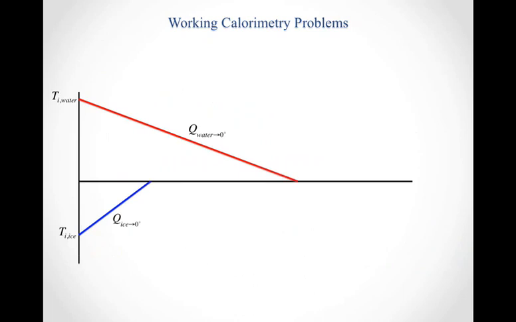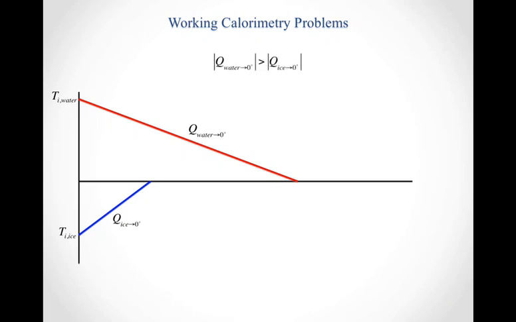Well, what if we start with the same idea? We'll start with water at its initial temperature. We can calculate how much energy it has to give up to get to 0 degrees Celsius. We can start with the ice at some initial temperature below 0. We can see how much energy it needs to take in. And again, here's a situation where the ice doesn't need to take in nearly as much energy to reach 0 degrees Celsius as what the water needs to give up to reach that temperature.